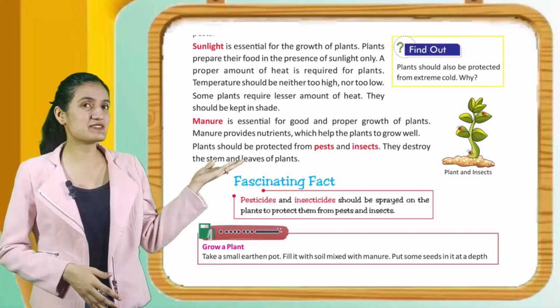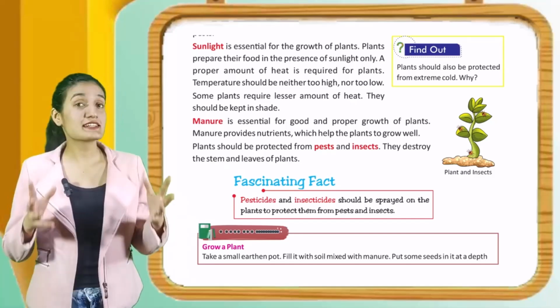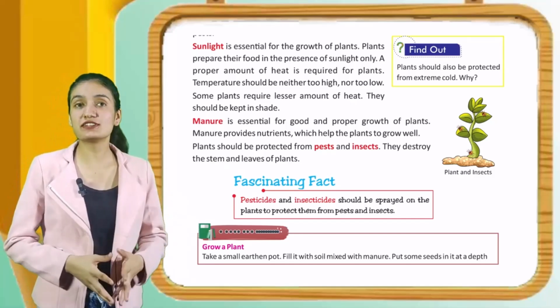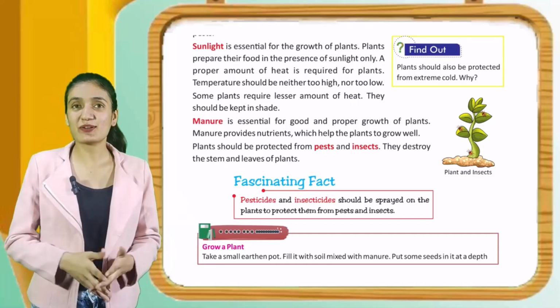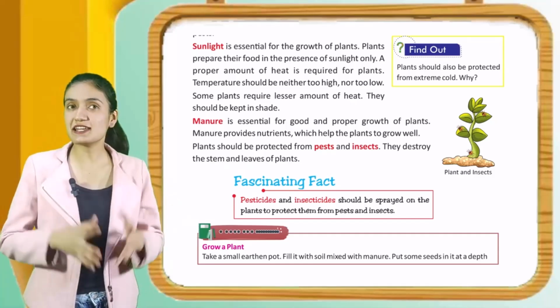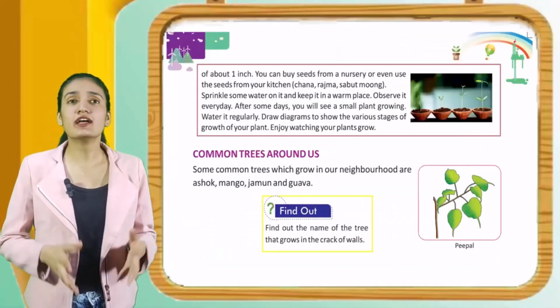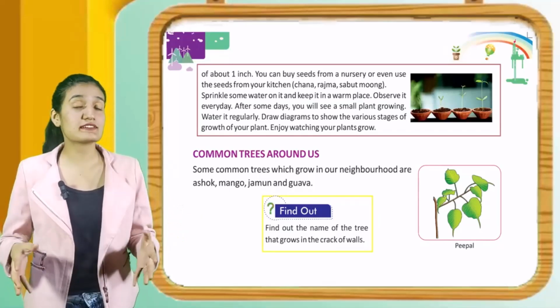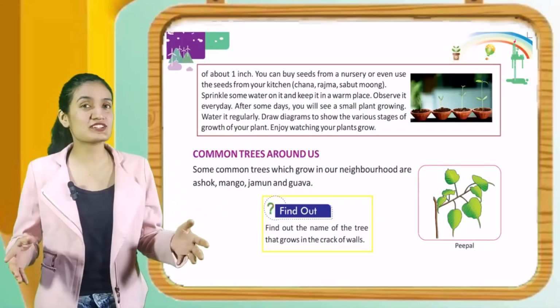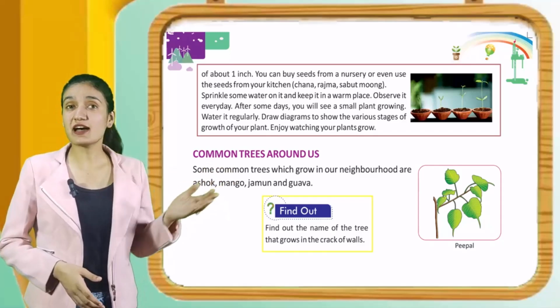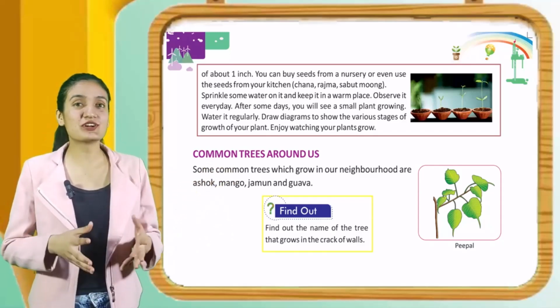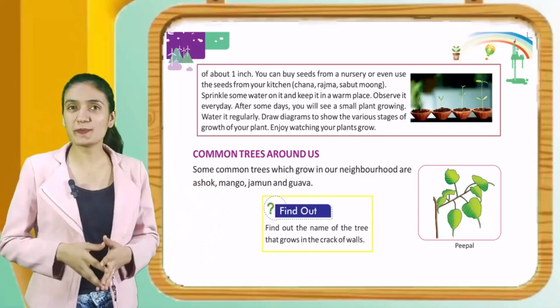Now let's do the activity. Grow a plant. Take a small earthen pot. Fill it with soil mixed with manure. Put some seeds in it at a depth of about 1 inch. You can buy seeds from a nursery or even use the seeds from your kitchen. Chana, rajma, sabut moong. Sprinkle some water on it and keep it in a warm place.